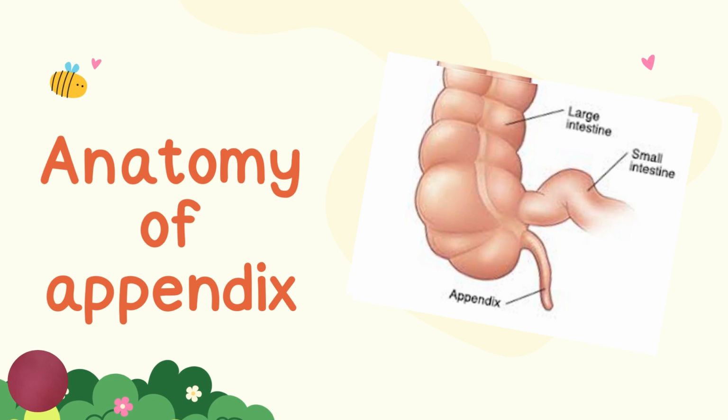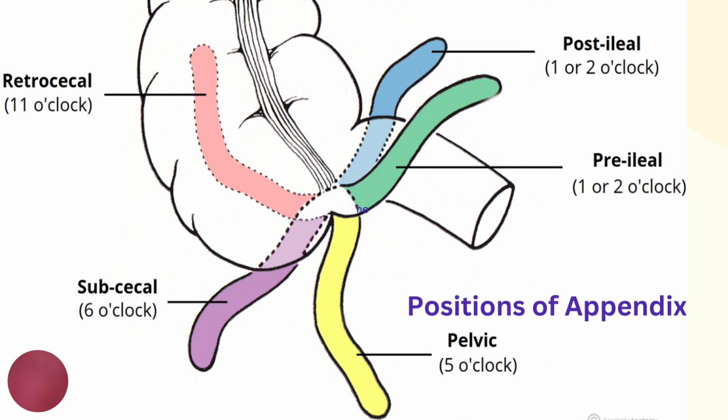Now, regarding the anatomy of appendix, it arises as a blind outpouching from the lower end of cecum at the site where three taeniae coli merge near the ileocecal junction. The position of appendix is never constant. The commonest position is retrocecal, which is present in 74% of cases. The second commonest position is pelvic, present in 22% of cases. Less common positions are pre-ileal and post-ileal and subcecal positions.